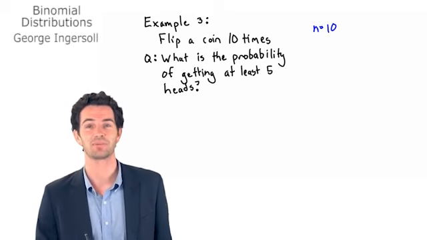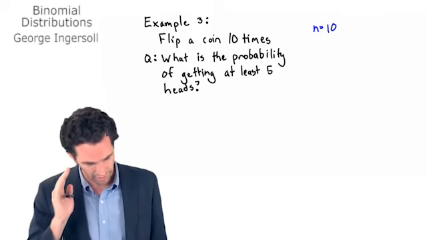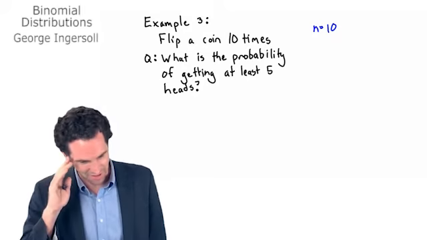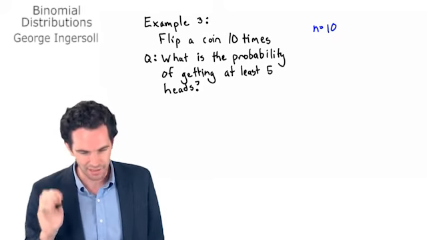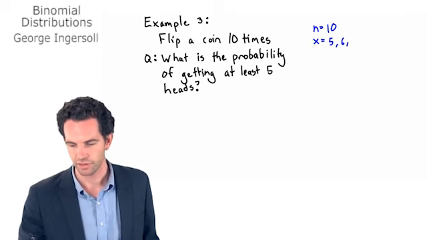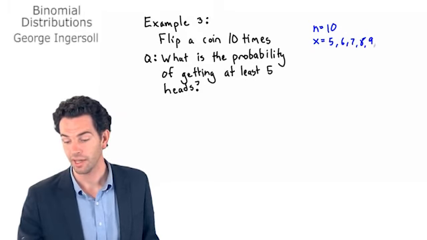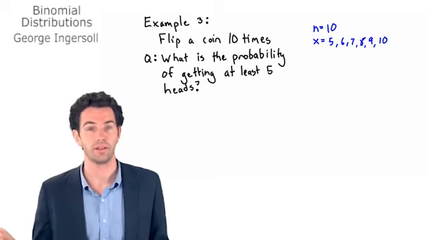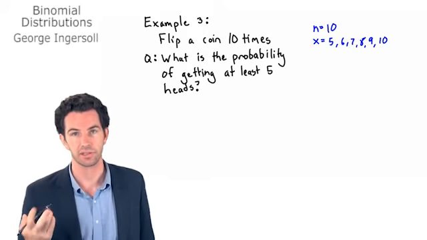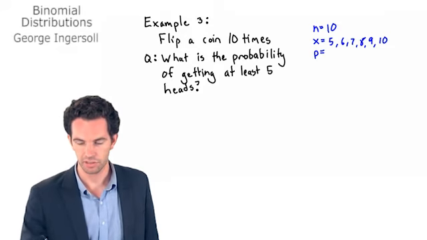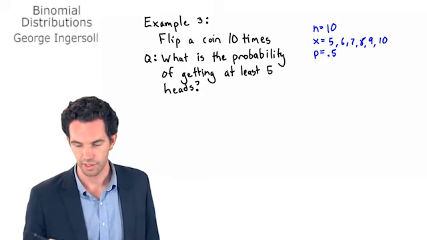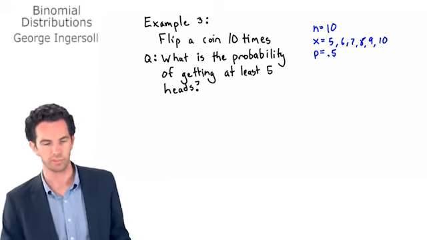And by the way, this is another thing that trips a lot of people up. It seems simple, but you've got to think about what does at least mean, or what does at most mean? You have to take a moment to think about what it means. At least means x is equal to 5, 6, 7, 8, 9, or 10. Any of those. What's the probability of getting any of those as our number of successes, in this case heads? And the p associated with a success, probability of getting a heads, is 0.5. I didn't give that to you in the question, but you know that because we're flipping coins.